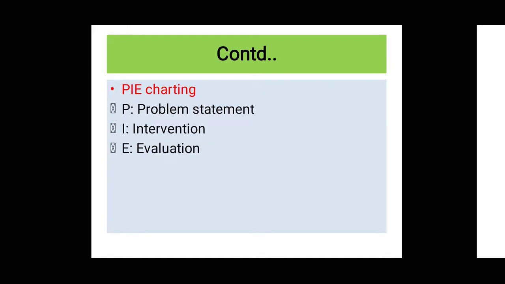Pie charting. P stands for problem statement, I for intervention, and E for evaluation. Problem statement means suppose a patient has a pain score of 7 by 10 on a scale of 0 to 10, then the intervention will be like to provide comfortable position or to give analgesic like paracetamol. And evaluation, after giving all the intervention, evaluate it and check whether the pain is reduced or not.